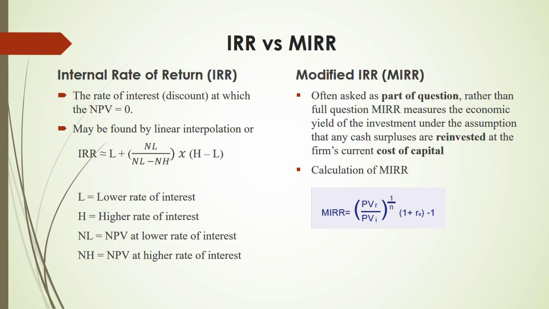To the power. Okay, it's not into, sorry guys, I said into before. It's to the power 1 divided by n. 1 divided by number of years. N is number of years. Into 1 plus R minus 1. R is your cost of capital. So cost of capital they will give you, 1 plus cost of capital minus 1.